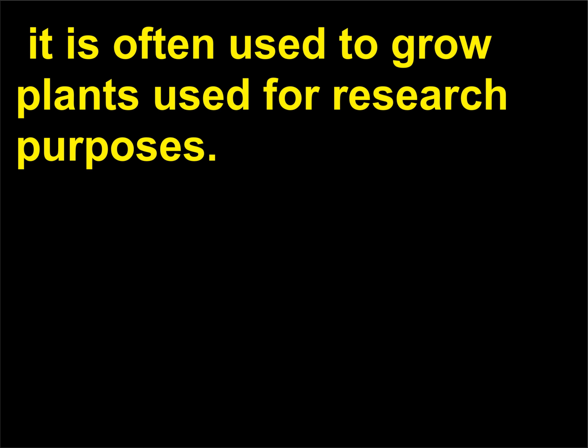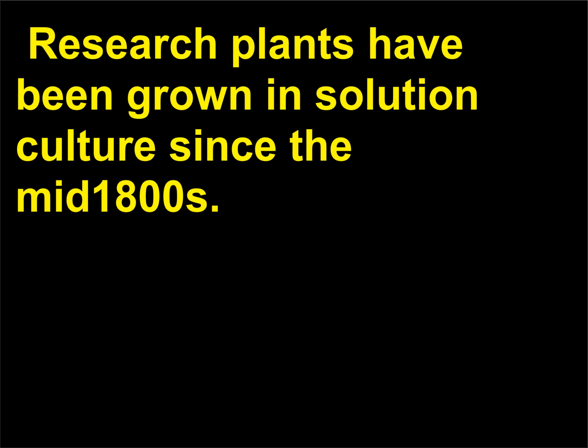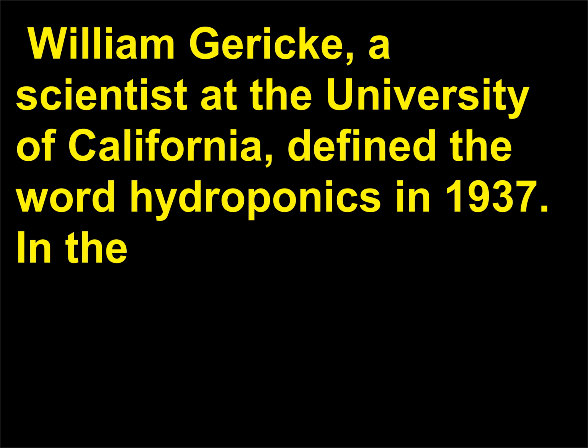It is often used to grow plants used for research purposes. Julius von Sachs, 1832–1897, a researcher in plant nutrition, pioneered modern hydroponics. Research plants have been grown in solution culture since the mid-1800s. William Gericke, a scientist at the University of California, defined the word hydroponics in 1937.